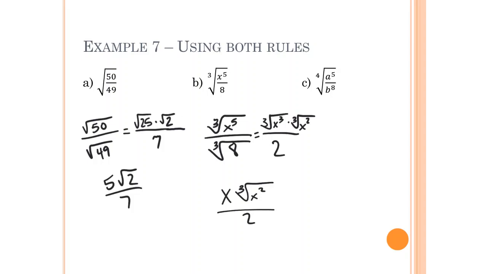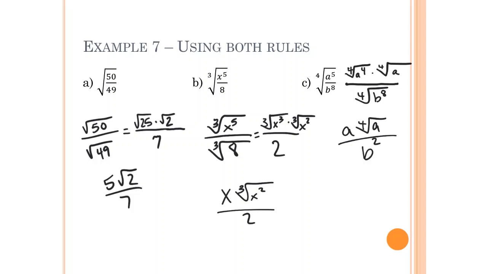Same deal. I'm going to go ahead and combine a couple of steps on this one just to show you how to be a little more efficient. So a to the 4th goes there, the other a goes there. The 4th root of a to the 4th is a, and the 4th root of b to the 8th is b squared. So there it is.